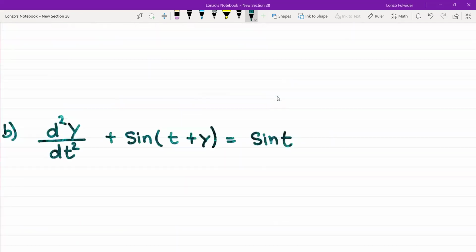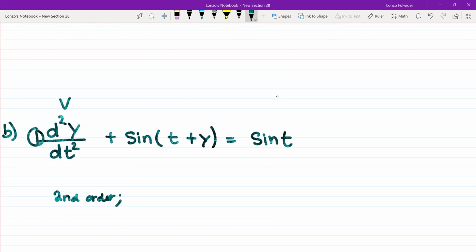Okay, B. What's the order and is this linear? The highest derivative would be this one, the second derivative, so that would be second order. Now, is this linear or nonlinear? Well, this is fine, right? This has a coefficient of 1.